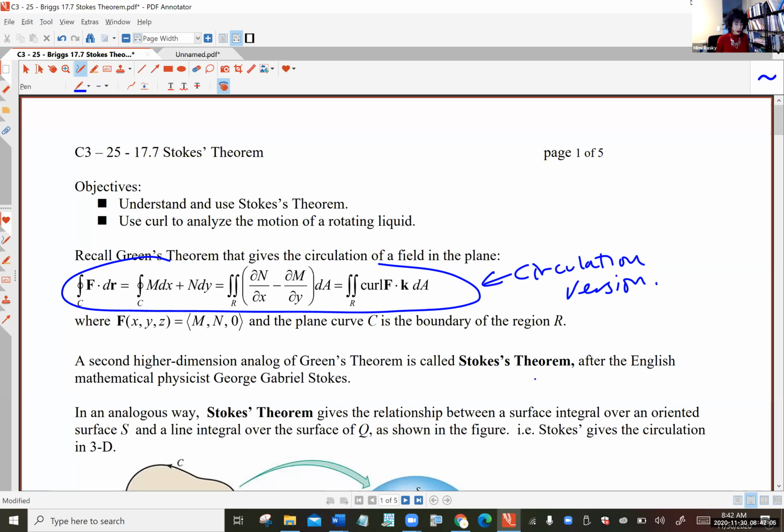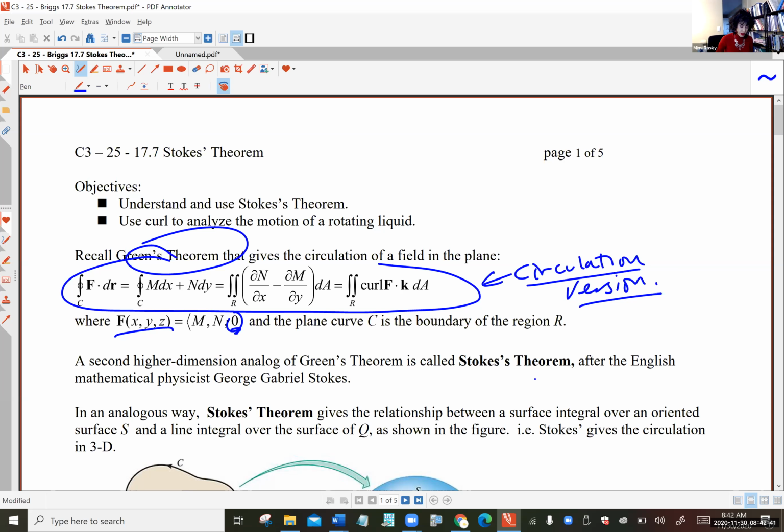Okay, here we go. So this is the circulation version. And I like to start off with this because Stokes is going to be the 3D version for circulation. Now, in this circulation version, which is Green's, you don't really have a three-dimensional vector field. You have a two-dimensional vector field, essentially, with just M and N. But if you think of embedding the two-dimensional vector field into 3 dimensions, then you can think of that third component of your vector field being 0.